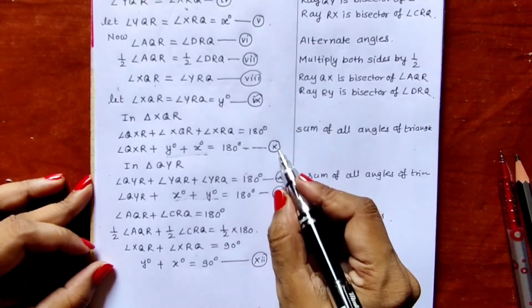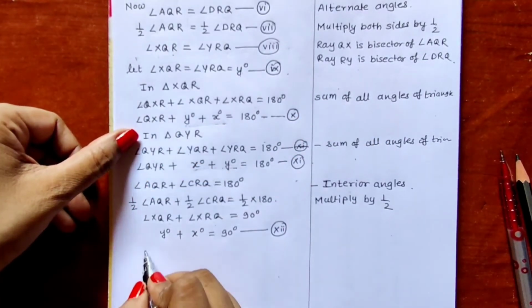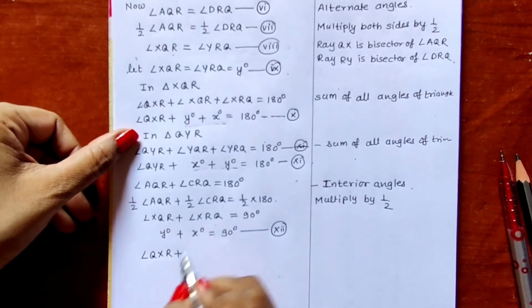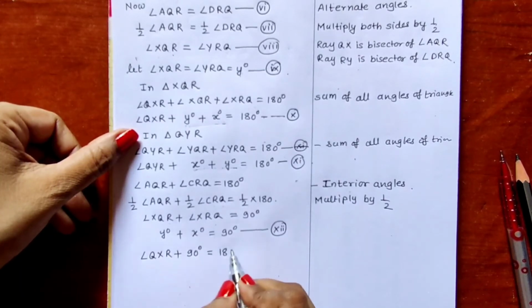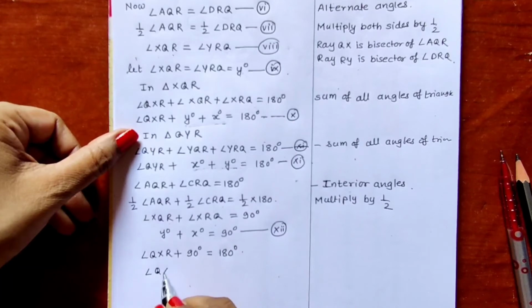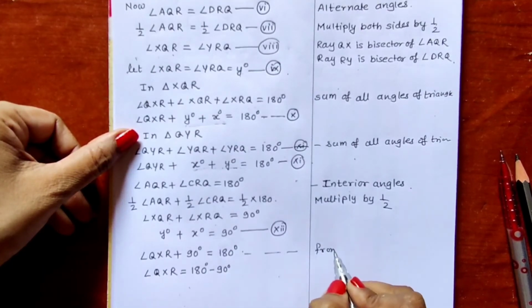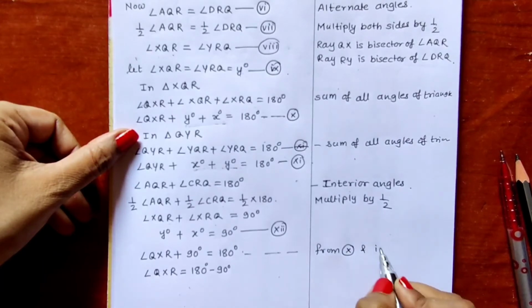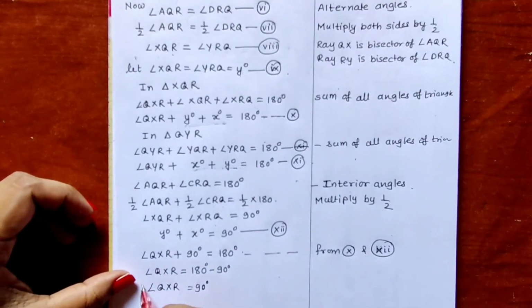From 10 and 12, XQR as it is I write. In place of Y plus X I can write 90 degree is equal to 180 degree. So angle QXR is equal to 180 degree minus 90 degree. This we have written from 10 and 12. So angle QXR we are getting 90 degree. This is the first angle of our quadrilateral.